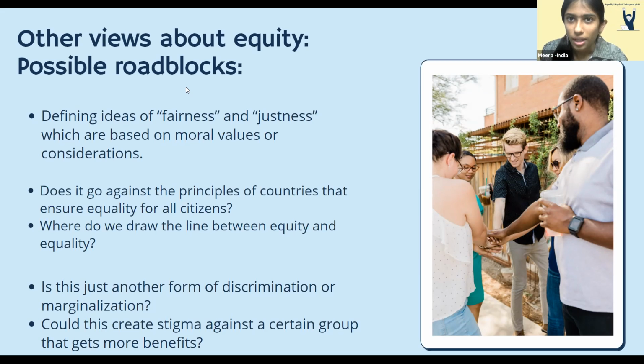Because think about it, we are basically identifying groups of people who need something else, and then we are giving them something more that they need, right? So we are segregating them basically. Could this be discrimination? Would this be good? As a result of this, could it create stigma against a certain group that gets more benefits? Well, these are all questions that we are still pondering over, but we hope that our workshop will help you think about these questions and help you make up your mind.